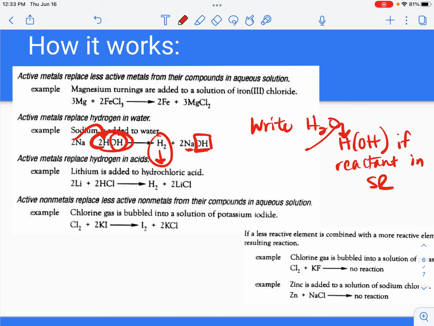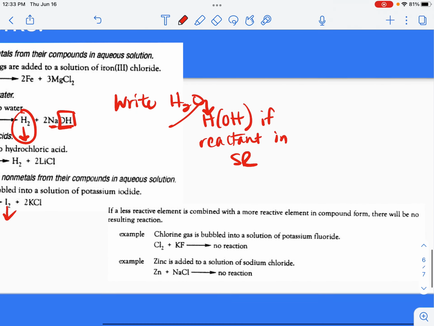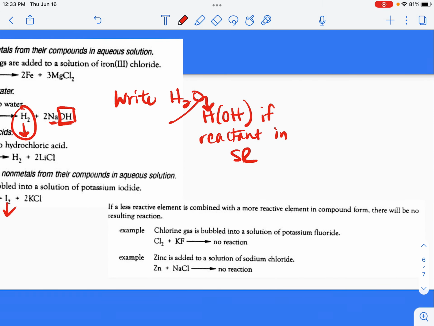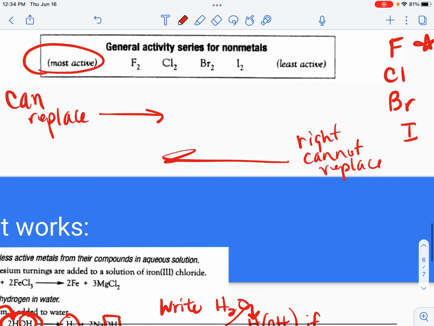Or we can have an active metal replacing hydrogen in acids. And we can have a halogen replacing a halogen, so that the halogen is what got kicked out. Okay, so these are your options. And of course, if it's less reactive, then there will be no reaction. So this chlorine would try to kick out the fluorine because the halogen will kick out the halogen.